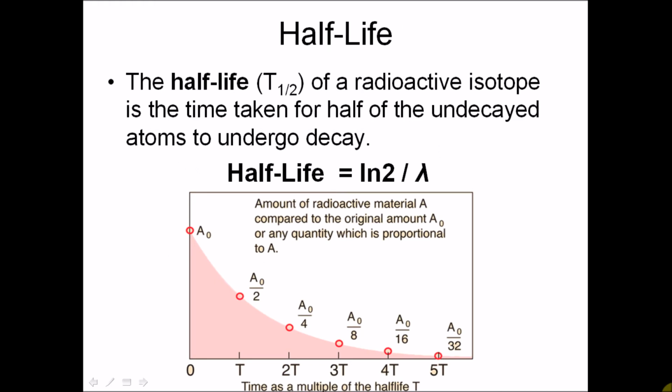The time taken for the number of undecayed atoms to halve is always the same and does not depend on the size of the sample. This time is called the half-life of the isotope. Since rate of decay is directly proportional to the number of atoms undecayed, the number of atoms disintegrating per second also decreases by half in one half-life. Another useful formula is half-life is equal to the natural log of 2 divided by lambda, which is the radioactive decay constant.